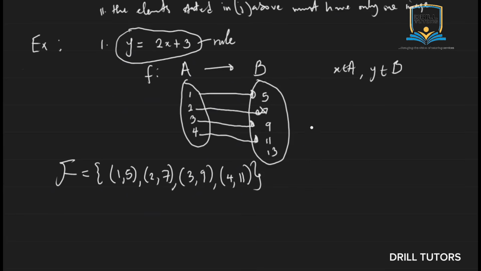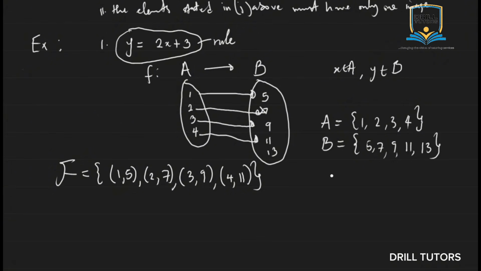Then another set that you should note here is the set of the domain. So the domain set contains 1, 2, 3, and 4. And now the codomain set is B itself, and the codomain is 5, 7, 9, 11, and 13. Now there's also what we call the range. You can write it as R.